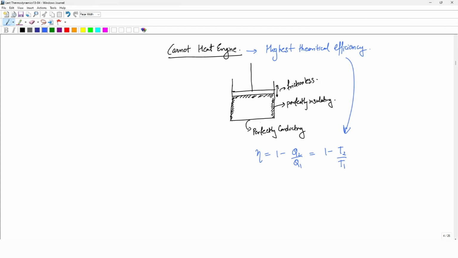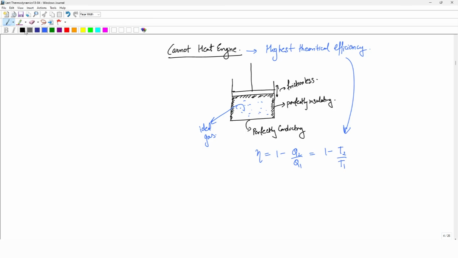If you see, the bottom wall is perfectly conducting, so whatever heat you want to supply to the system will go without any loss. The other walls are perfectly insulating, so there is no loss in that. The gas is also ideal in nature. The working fluid or the gas is an ideal gas, and the piston is frictionless. So this is about the system, how it is there.